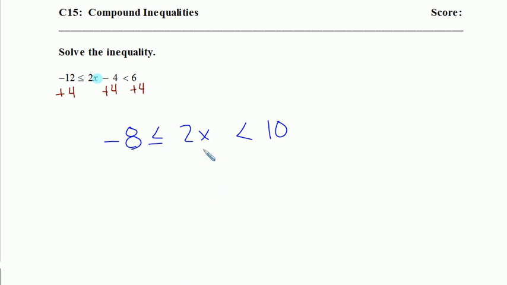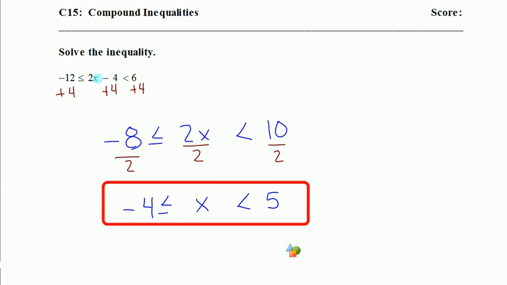Alright, I want to get the 2 off the x, and the way to do that is to divide by 2. So if I divide by 2 in the middle, I have to do that everywhere. The result here, negative 8 divided by 2 is negative 4, is less than or equal to x. That's what I was trying to do, get x by itself in the middle, is less than 10 divided by 2 is 5. So we're done. We have gotten x by itself in the middle. We've solved the compound inequality. X is some number between negative 4 and 5, and it could be negative 4 with the or equal on that end. That's it.